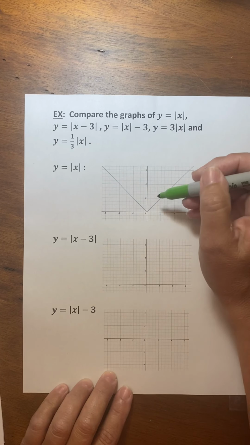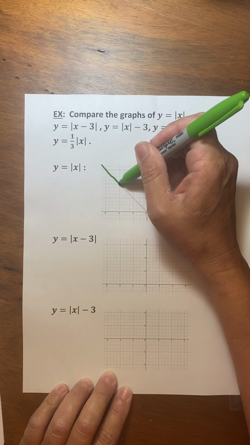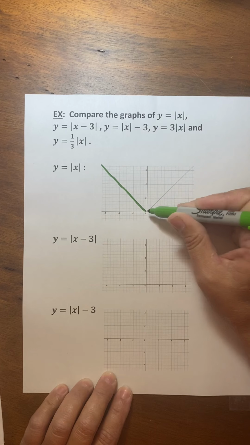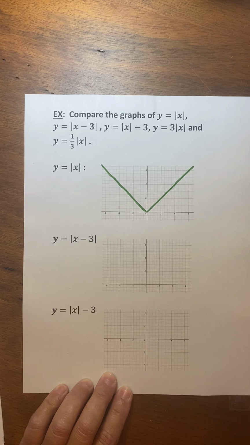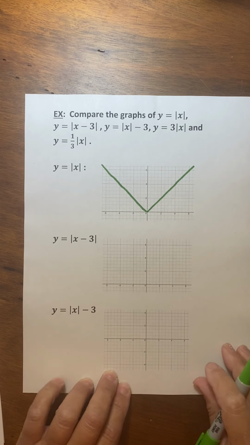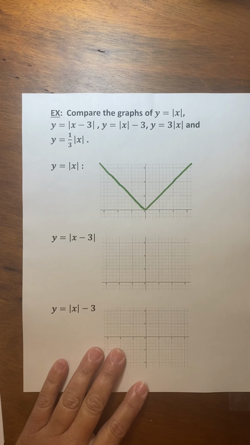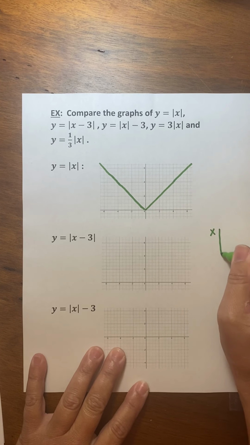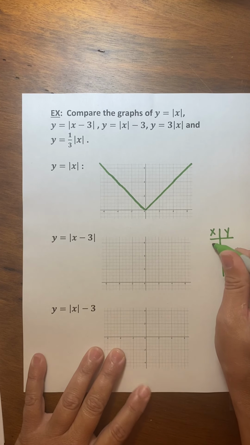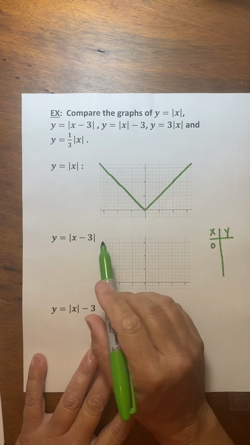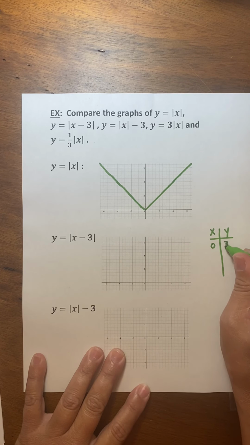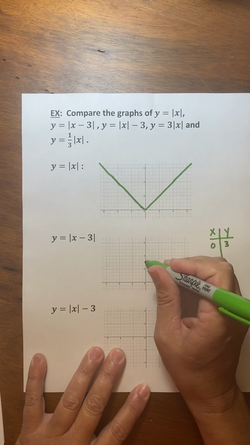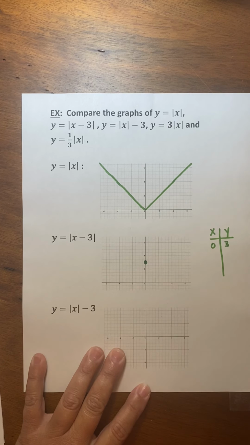So here's our basic absolute value function. Y equals the absolute value of x. It looks like this. How does y equals the absolute value of x minus 3 look? Well, you may already know what to expect here. If you're not sure, then we can start with the table of values and see what happens. If x is 0, we get 0 minus 3, negative 3. The absolute value of negative 3 is 3. So now we're at this point instead of 0, 0.